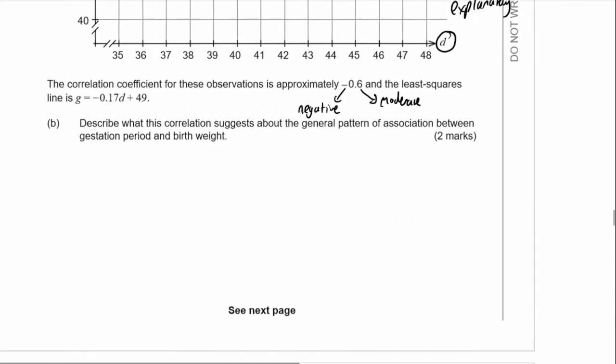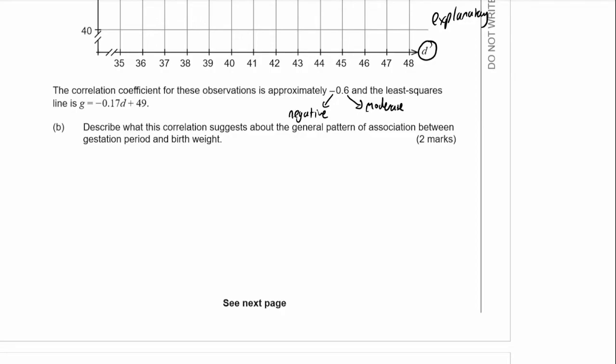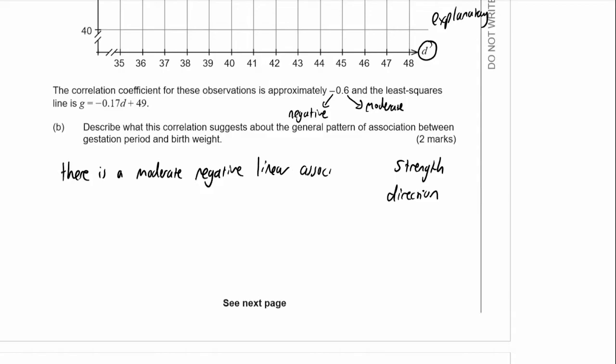All right, describe what this correlation suggests about the general pattern of association. It's worth 2 marks. They're looking for 2 things. The first thing is going to be the strength, and the second thing is going to be the direction. So we've already said that there is a moderate negative linear association. We're saying linear because we found the line of best fit. So we just talk about strength and direction.